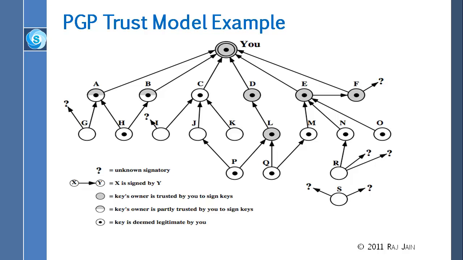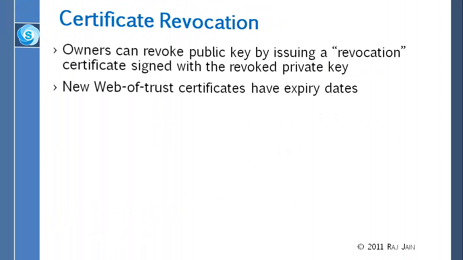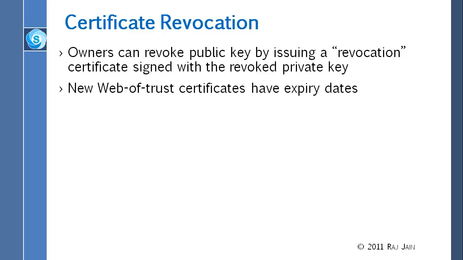Alright, so that was kind of new. This we didn't learn before, so level of trust is clearly new stuff. Now the next thing is, how do you handle certificate revocation? If everybody is issuing certificates to everybody else, who do you get the CRL from? For that, they had a simple scheme where whoever issued the certificate can issue a revocation certificate. I don't know whether that bugged out or not. Nowadays, they just use certificate expiry dates.